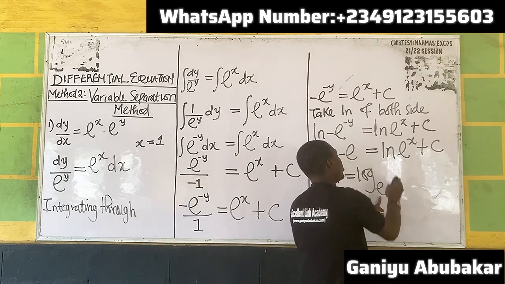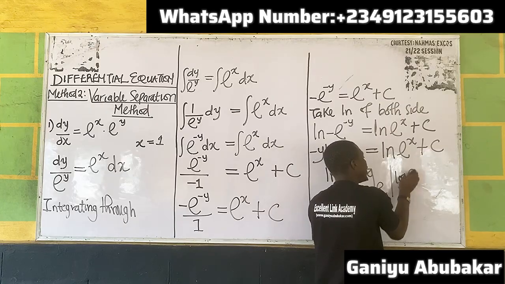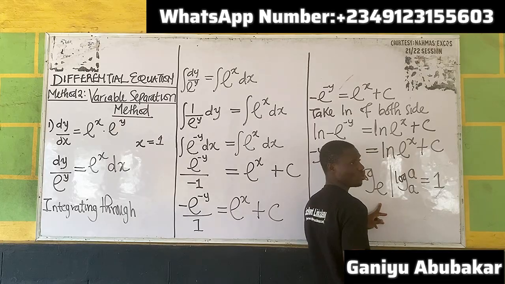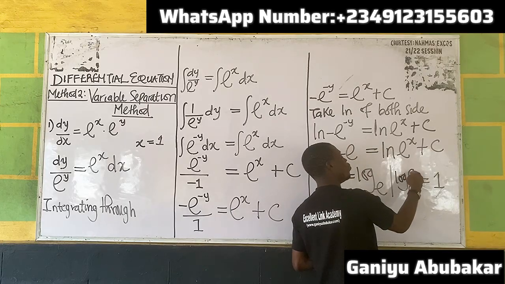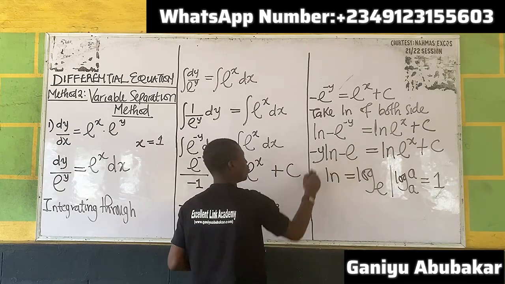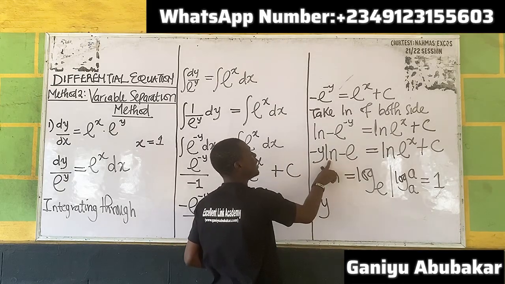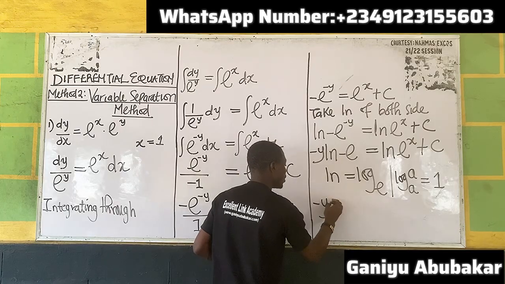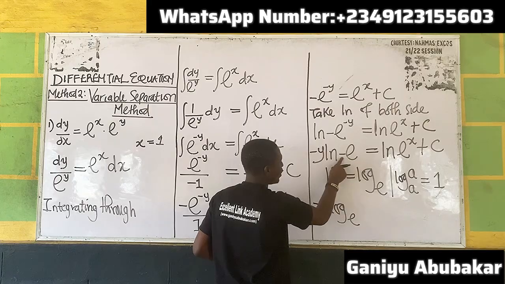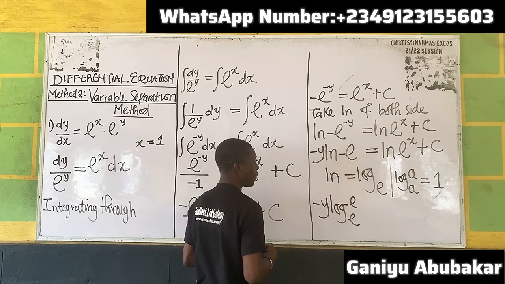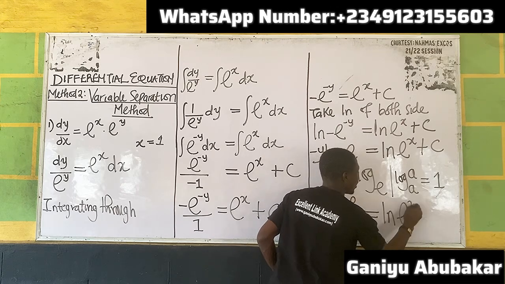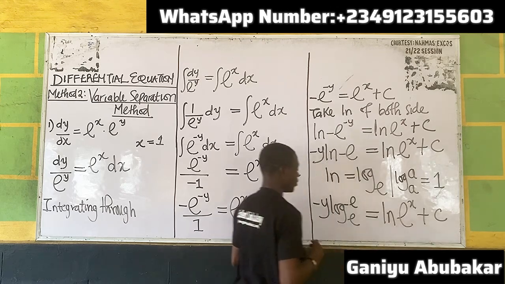From logarithm, we know that if I have log a base a, this is 1. True or false? True. If I have log a with that same base, they are the same, and that gives you 1. So it means that this gives you minus y. We said ln means what? Log to base e, right? Then I have minus e here. That gives you minus e this way is equal to ln exponential x plus c.